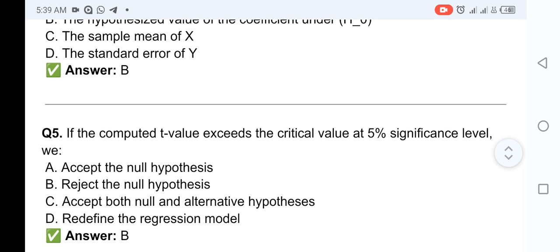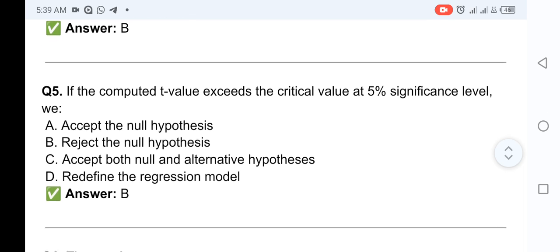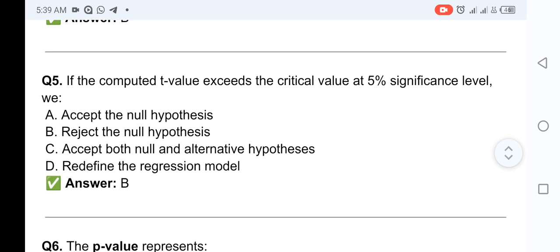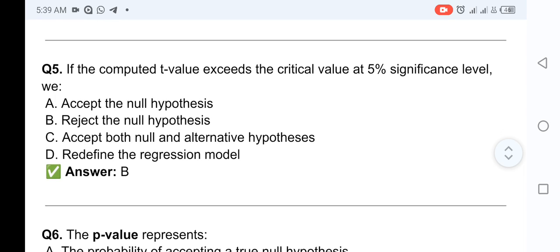Q5. If the computed t-value exceeds the critical value at the 5% significance level, we: A. accept the null hypothesis, B. reject the null hypothesis, C. accept both null and alternative hypotheses, D. redefine the regression model. Answer, B.